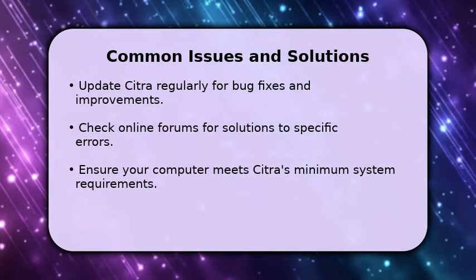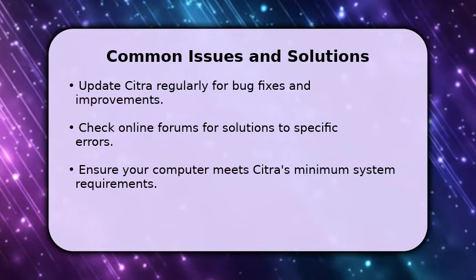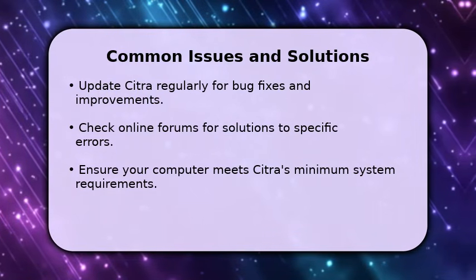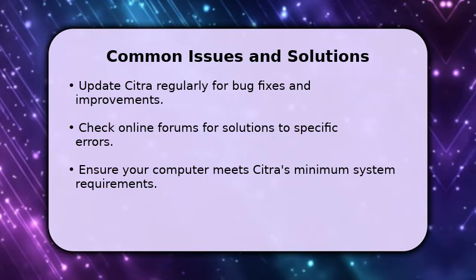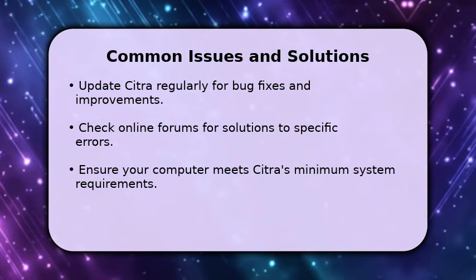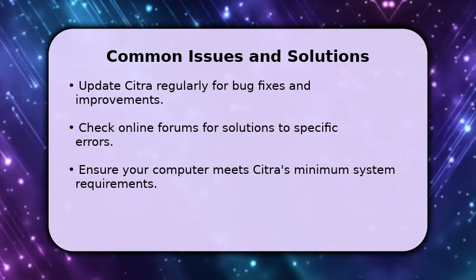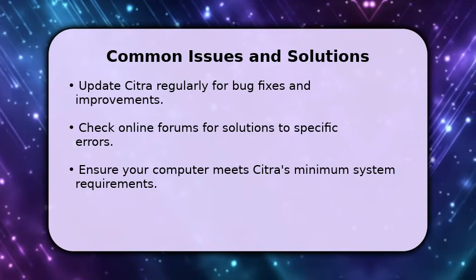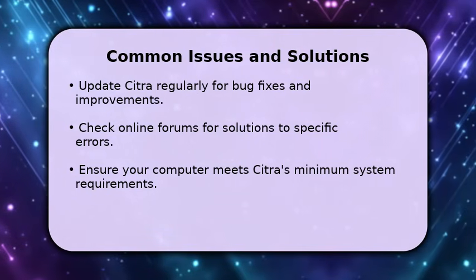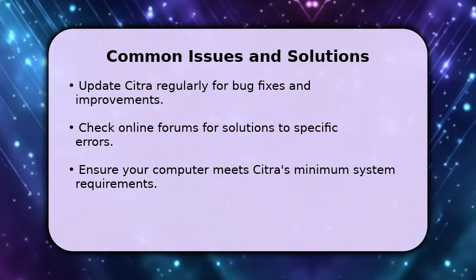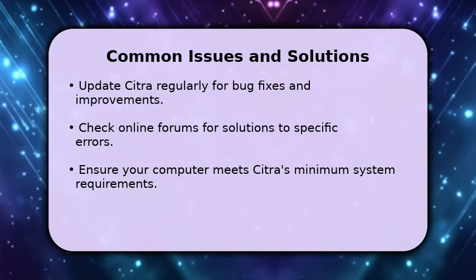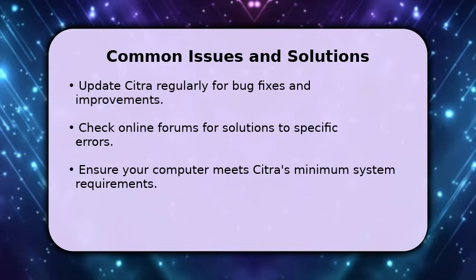Even with careful setup, you might encounter occasional issues. A common tip is to regularly update your Citra emulator to the latest version, as developers frequently release bug fixes and performance enhancements. If you face specific errors, searching online forums or the Citra community can often provide quick solutions. Always ensure your computer meets the emulator's minimum system requirements for stable performance. If all else fails, a simple restart of Citra or your computer can sometimes resolve minor glitches.